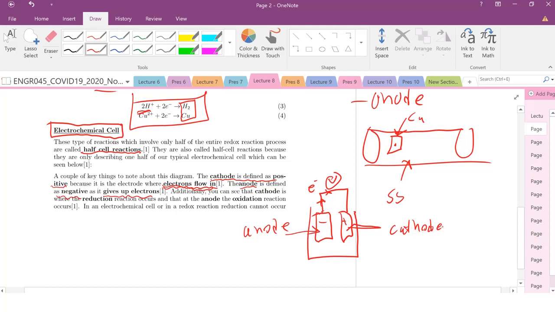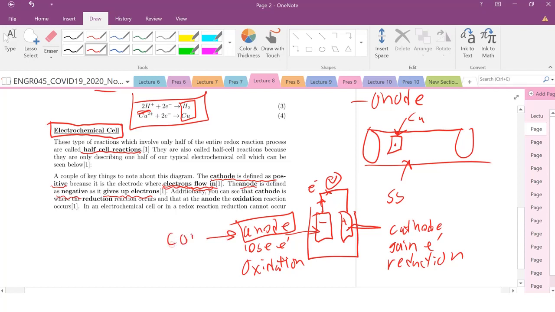So here we're losing electrons. We lose e-. What reaction is going on there? Oxidation. We lose electrons. What's happening at the cathode? We are gaining electrons. That is reduction. If I'm losing electrons, what material is going to corrode? The anode should corrode, and the cathode should not.